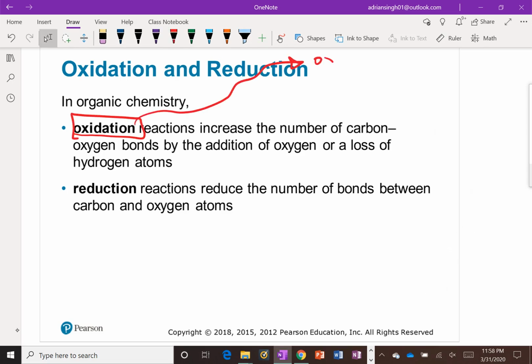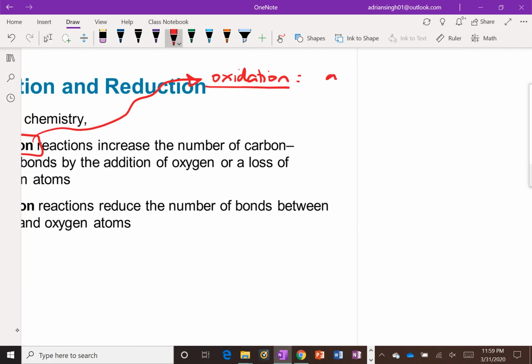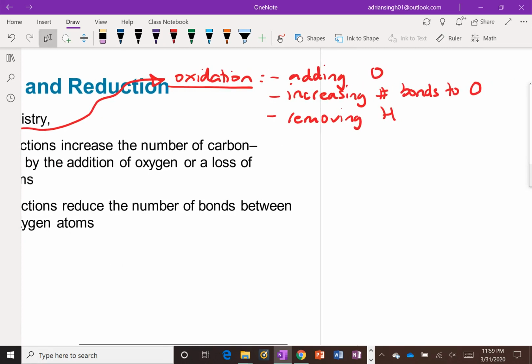All right, so oxidation can mean several things. And from the name, you can probably guess it means adding oxygen or increasing the number of bonds to O. And it can also mean removing hydrogen, right? And we can see maybe all of those things or maybe just one thing when something undergoes oxidation. Reduction is just the opposite of this.